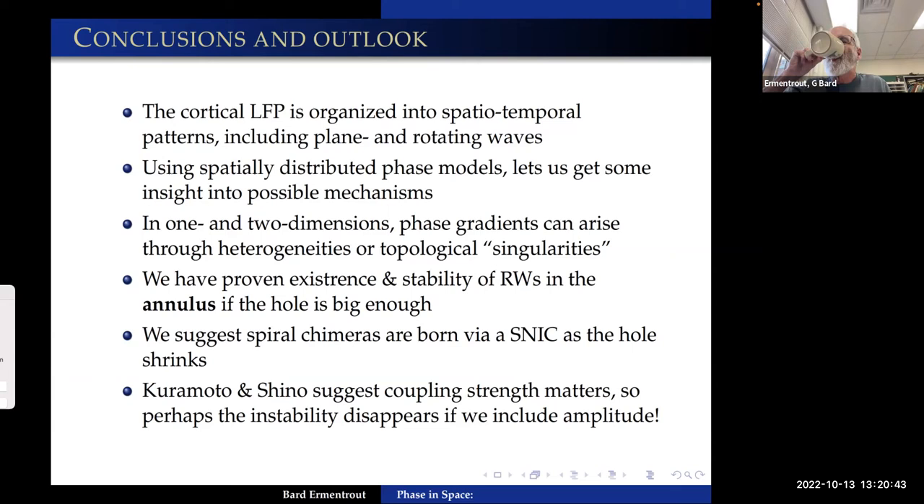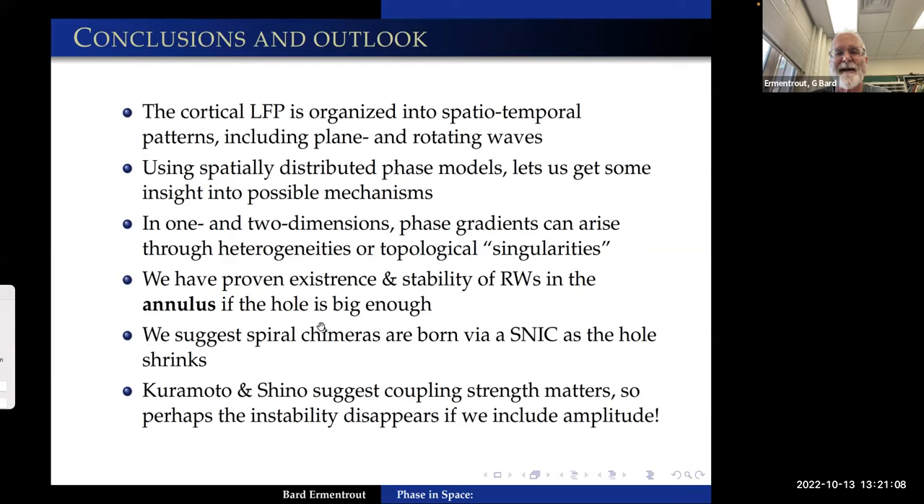Using spatially distributed phase models lets us get some insight into possible mechanisms for these waves. In one and two dimensions, phase gradients can arise through heterogeneities or topological singularities. We've proven existence and stability of rotating waves in the annulus if the hole is big enough. We suggest that spiral chimeras are born via a SNC as the hole shrinks.